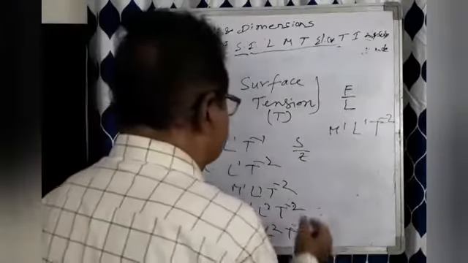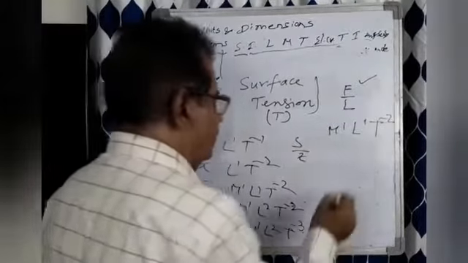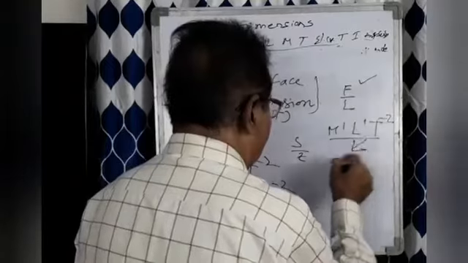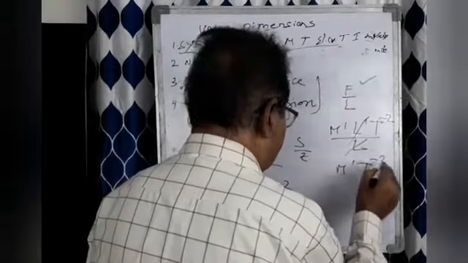If I want the dimensional formula of surface tension, it is F by L, force per unit length. L and L get cancelled. What is it then? M power 1 T power minus 2.